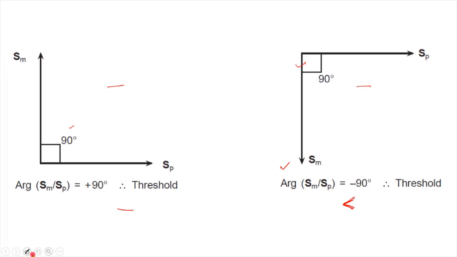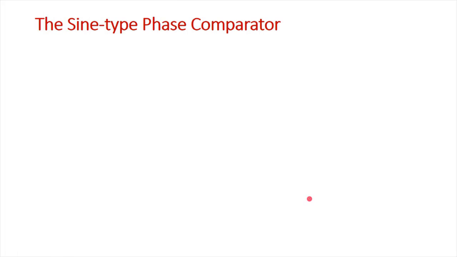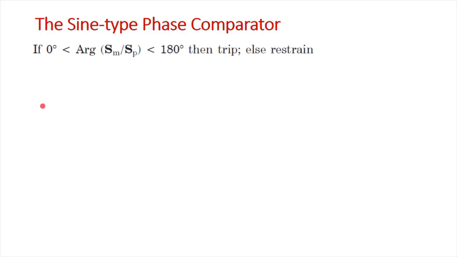Now these are the threshold conditions where the argument of SM by SP is equal to 90 degree, and here it is equal to minus 90 degree. They are threshold conditions. Now if we see the sine type phase comparator, the trip law is that it should lie within 0 to 180 degree. That means the argument of SM by SP should lie between 0 degree and 180 degree, then it trips.